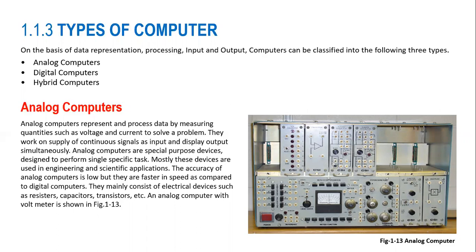Analog computers are special purpose devices designed to perform single specific tasks. Mostly these devices are used in engineering and scientific applications. The accuracy of analog computers is low because they are faster in speed as compared to digital computers, and they mainly consist of electrical devices such as resistors, capacitors, transistors, etc. An analog computer with voltmeter is shown in this figure.